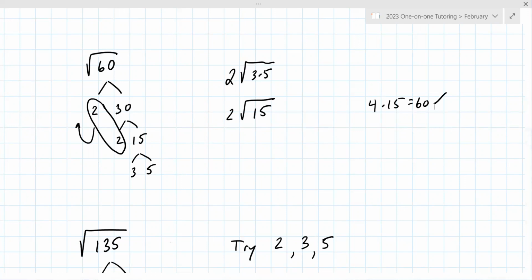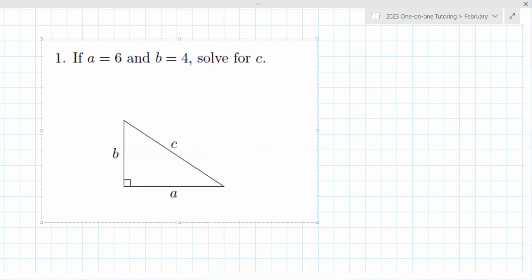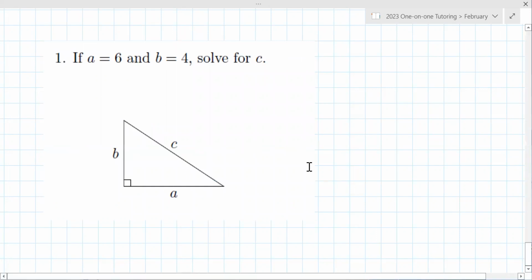Fantastic. So why did Matthew give you all these problems? To help me master that topic. Of course, but related to triangles, right? You might be thinking, well, why would I ever need that in triangles? Well, you're going to see that here, problem number 1. All right. So if A is 6, B is 4, solve for C.